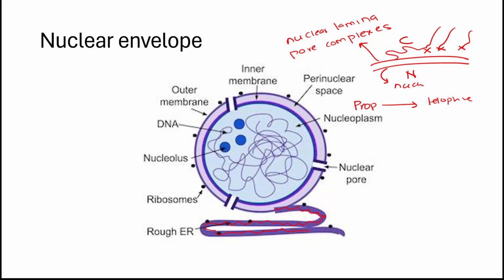Now, if there is a mutation affecting the nuclear lamina or the pore complexes, it will lead to a few defects, which are usually versatile in nature, but you need to remember that it could lead to lipodystrophies, specifically partial lipodystrophies, and along with that there are possibilities of striated muscle disorders.